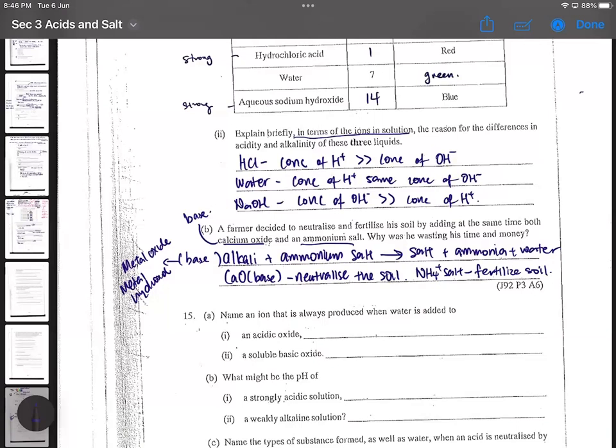So first off, you need to understand why the farmer adds those two items: the calcium oxide to neutralize the soil, the ammonium salt to fertilize the soil. But if you were to do these two things together at the same time, it is bad. Because if you look at the equation over there, ammonium salt and a base generally will react together. The moment they react together, the farmer's objective to fertilize the soil is gone, because the nitrogen is supposed to go into the soil. But what happens now is that the nitrogen turns into ammonia gas, from the equation over there.